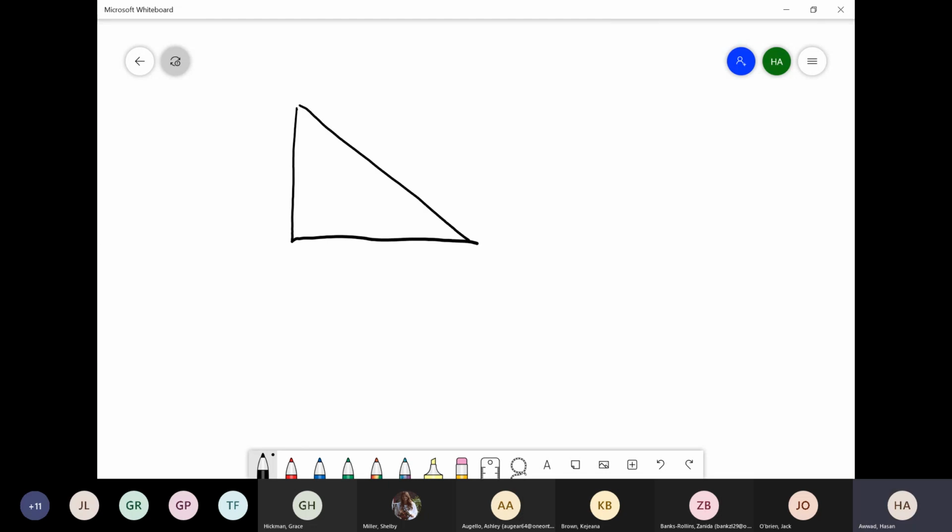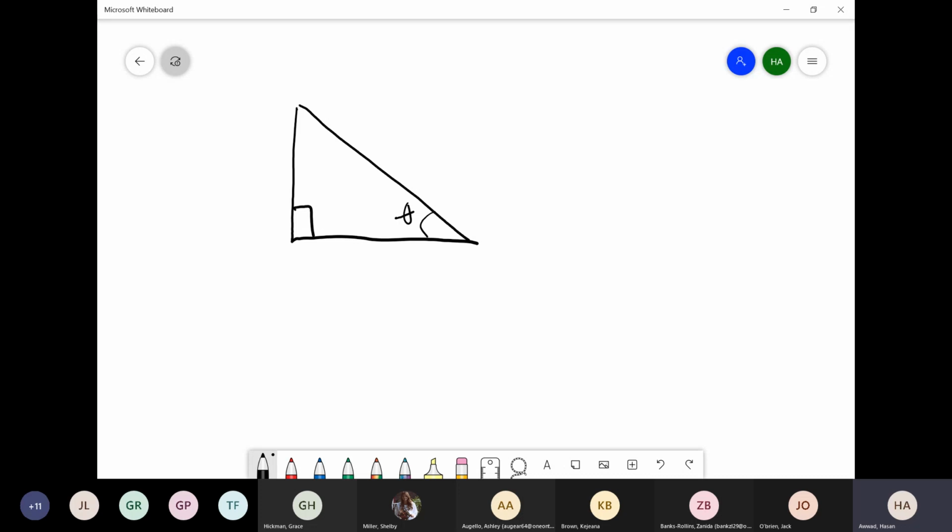It doesn't actually specify if it's a 45, 45, 90 or a 30, 60, 90. So you just draw a right triangle and just say, okay, this is my triangle. Sure. I'm just going to pick one of the angles at random here, one that's not the 90-degree one, to be theta. So right over here, I'm going to say this is theta.